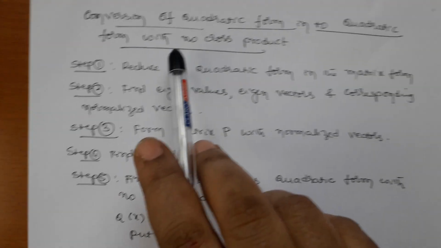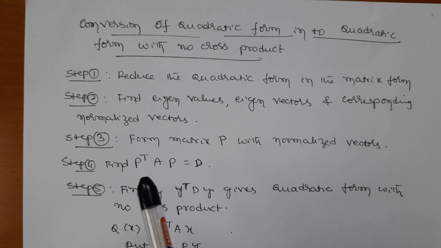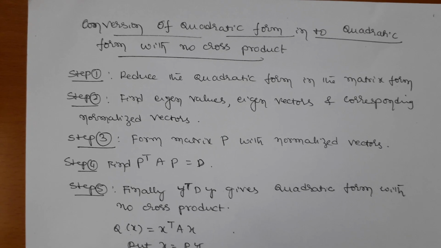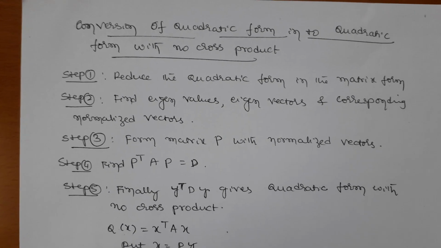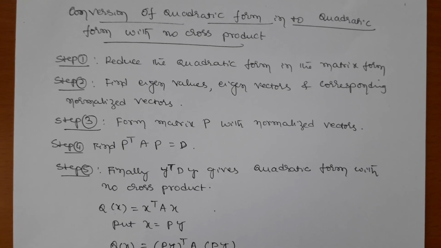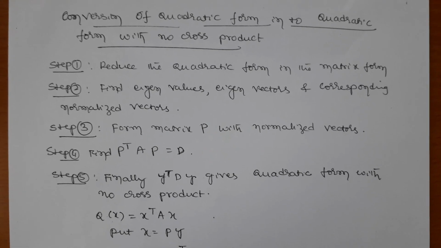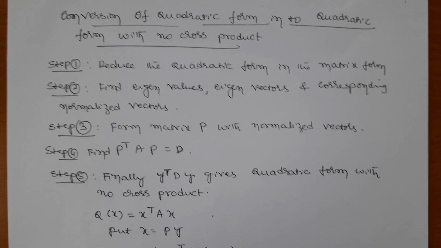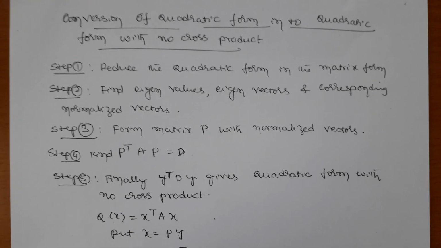Are you clear? Therefore, we convert the given quadratic form into a new quadratic form that doesn't have any cross product term, meaning no x1 into x2 term, no x1 into x3 term, etc. What are the steps I have to follow? I have to convert a quadratic form into a quadratic form with no cross product terms.